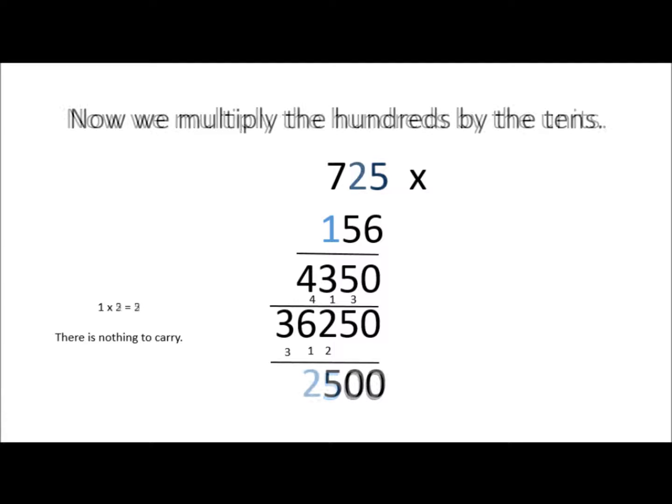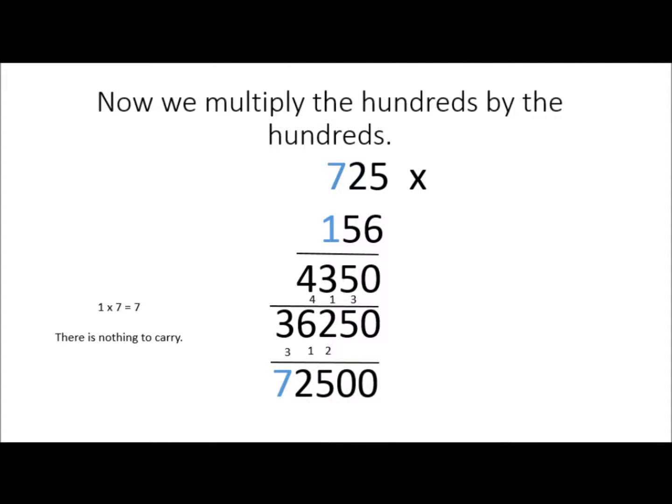And now we multiply the hundreds by the tens. So 1 times 2 is 2. So there's nothing to carry, so we just write down the 2. And now we multiply the hundreds by the hundreds. 1 times 7 is 7, there's nothing to carry, so we write down the 7.